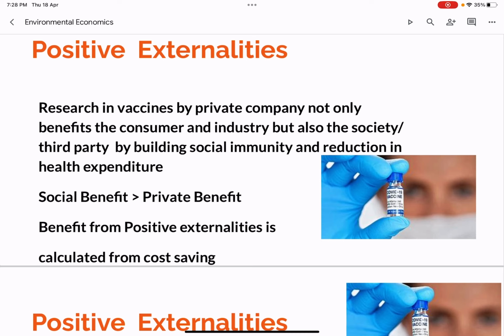So, let us consider this case where there is a private company. This private company is doing some research on vaccines, right? And the vaccines are being produced, and the vaccines would be sold to the consumers who can afford those vaccines at a private cost, right? So the consumers who would be purchasing those vaccines would do so because that would build up their immunity.